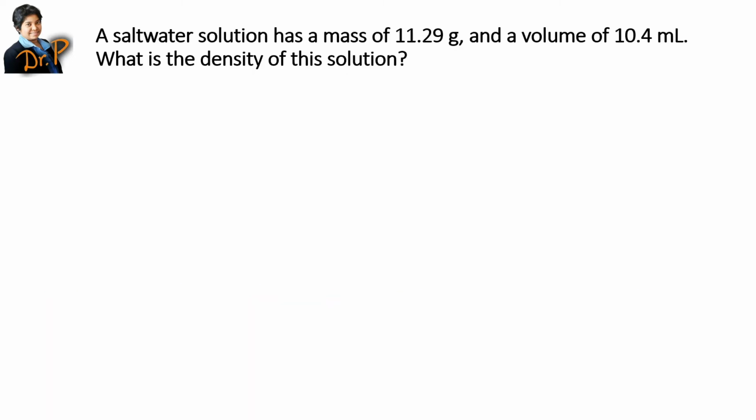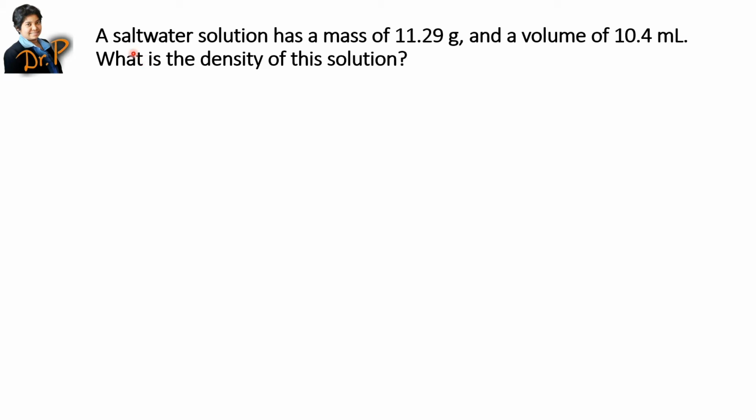Let's look at our first example. A saltwater solution has a mass of 11.29 grams and a volume of 10.4 milliliters. What is the density of this solution? It is always easier to identify the correct information if you try to extract the information out.